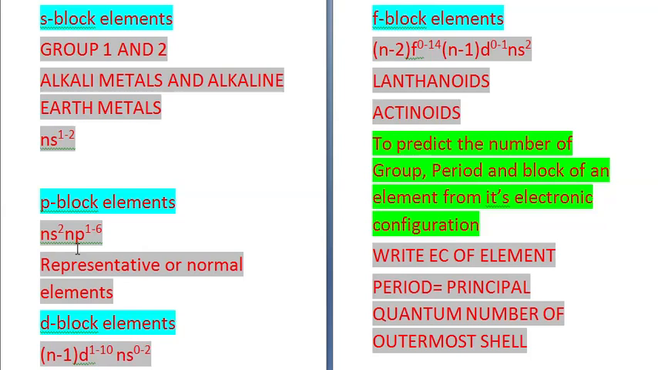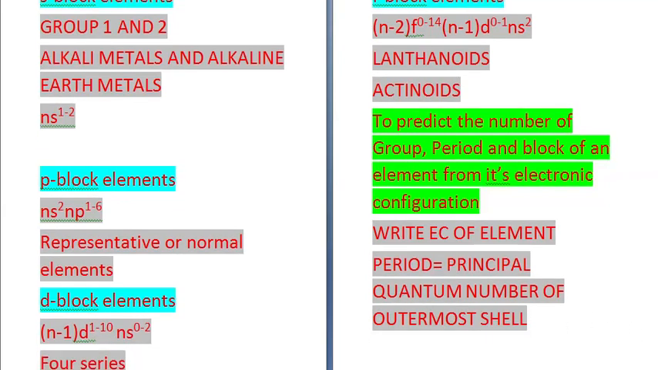Next we come to d block elements. The last electron is going into the d sublevel. Okay. The general electronic configuration is (n-1)d1 to 10 ns0 to 2. Now there are 4 series in d block elements.